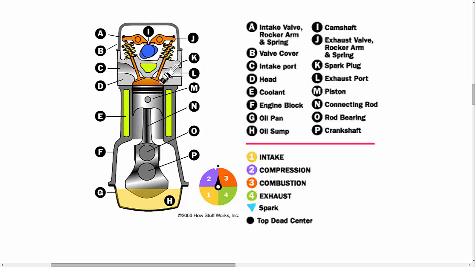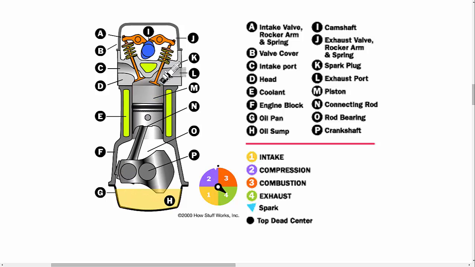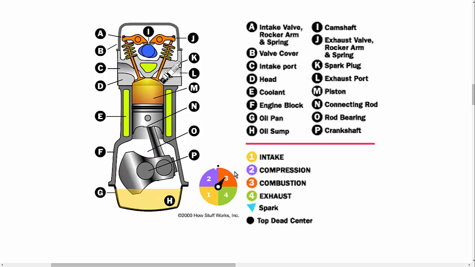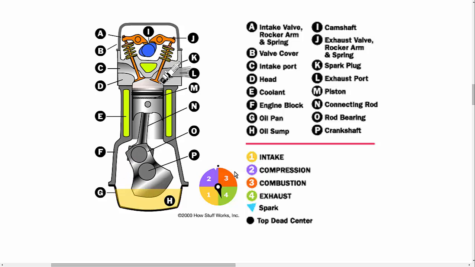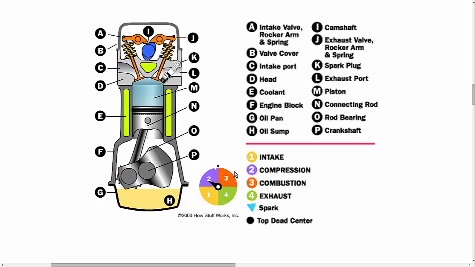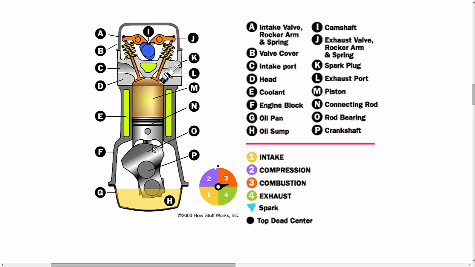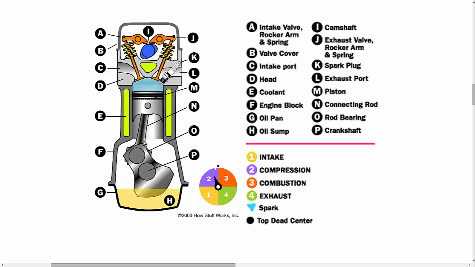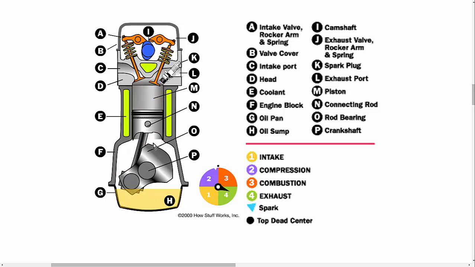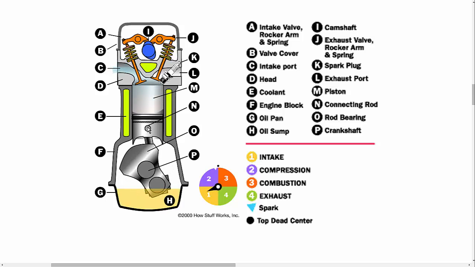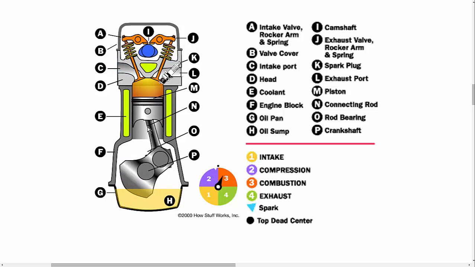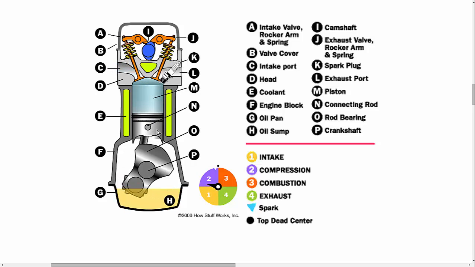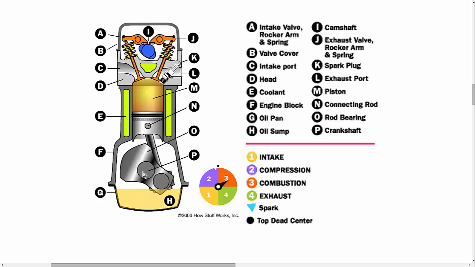You can see in the figure the device called a piston, here is the piston. The piston replaces the potato in the potato cannon. The piston is connected to the crankshaft by a connecting rod. So here's the crankshaft, and here is the connecting rod connected to the piston. As the crankshaft revolves, it has the effect of resetting the cannon.